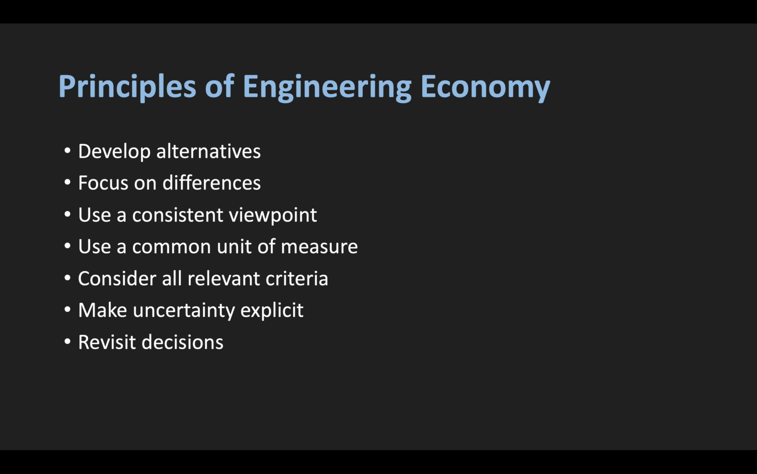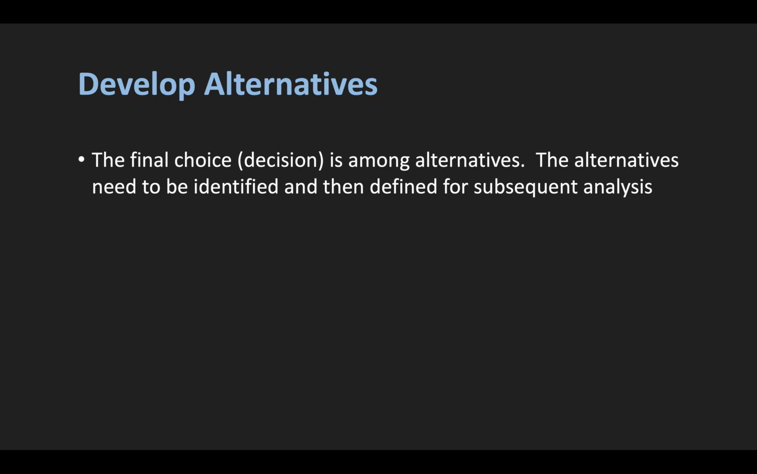There are a few principles of engineering economy. These include develop alternatives, focus on differences, use a consistent viewpoint, use a common unit of measure, consider all relevant criteria, make uncertainty explicit, and revisit decisions, right? I'm just going to talk about them very briefly.